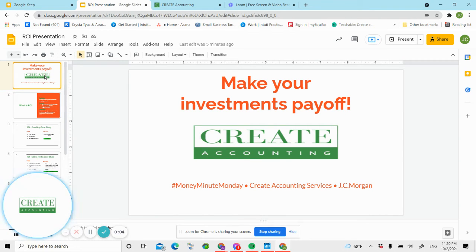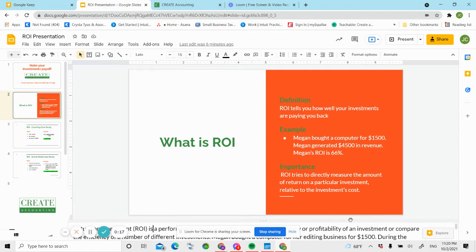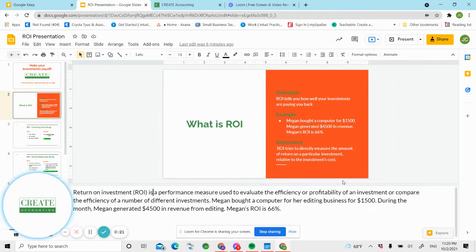Today we're going to talk about how to make your investments pay off. So we're going to talk about your return on investments. All right. So what is return on investment? Return on investment tells you how well your investments are paying off.